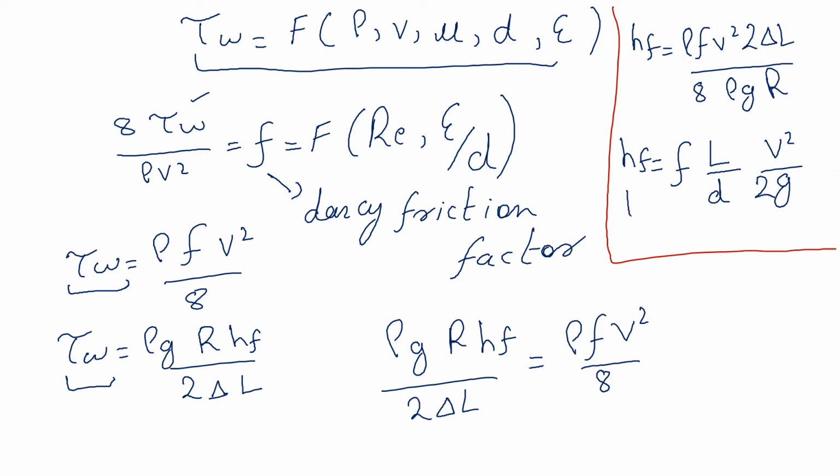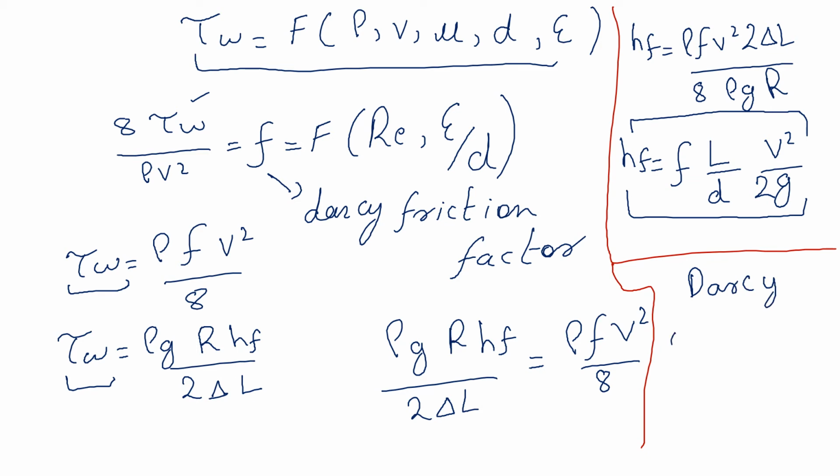This equation has a specific name, and this equation can be used both for our laminar and turbulent flow. This equation will be used for finding the major losses in the pipes, and this is also called the Darcy-Weisbach equation. So this is for the major losses inside the straight pipes that we have in our pipe system.